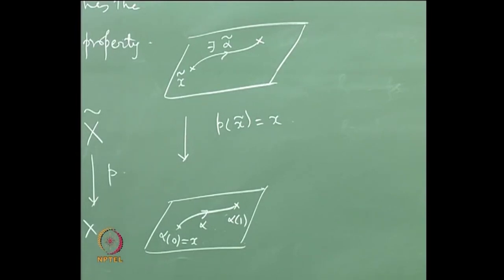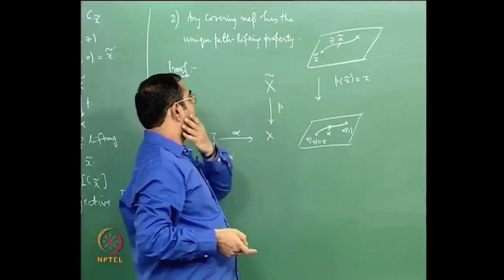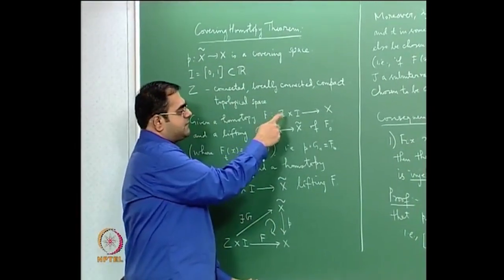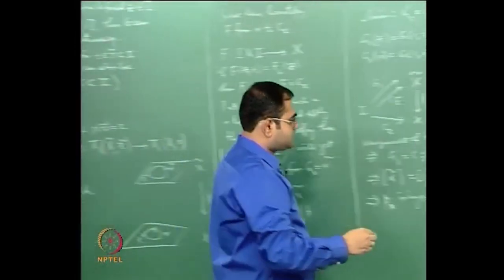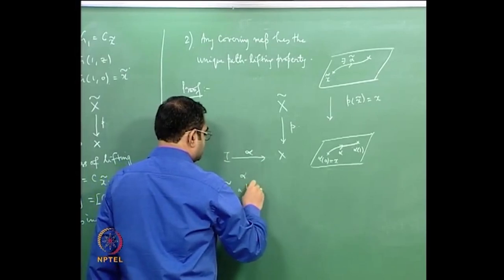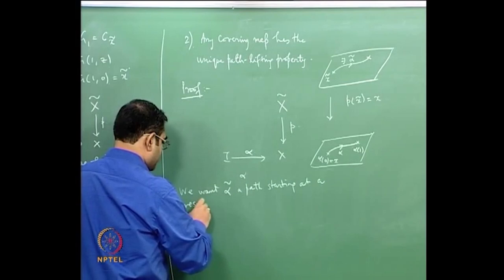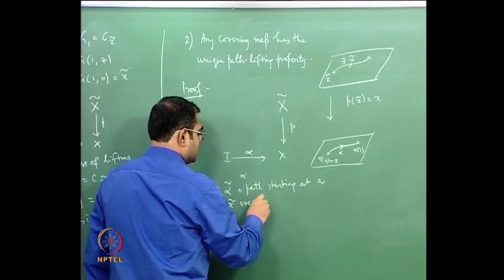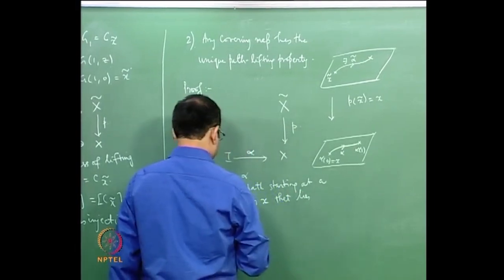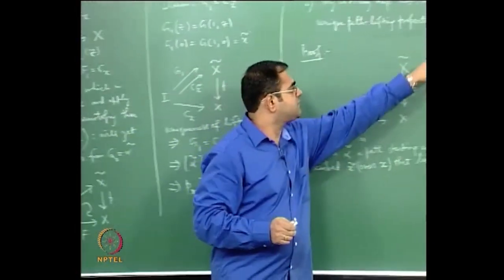So I will just have to show you existence of a lifting given an initial point above. And how do you get that? You get that in the following way. You apply again the covering homotopy theorem, but this time think of Z as a one point space. We want alpha tilde, a path starting at a prescribed x tilde over x, that lies over alpha. Namely, alpha tilde projects down to alpha, and this alpha tilde should start at x tilde.